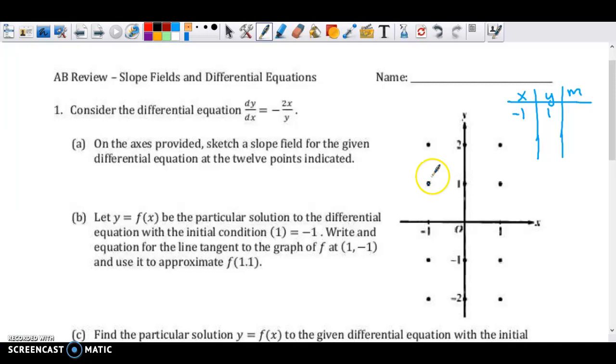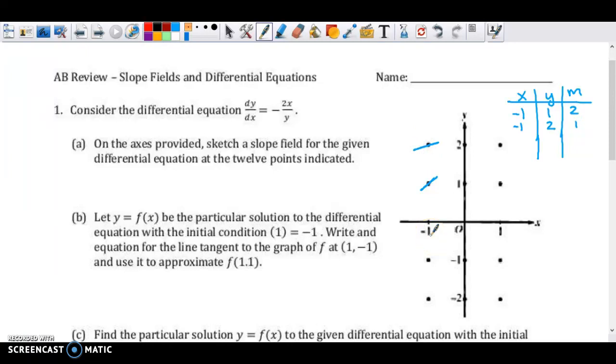If I plug in -1 for x and 1 for y, I'm going to get 2. So my slope is 2. Well, a slope of 2 should be somewhat steep, like that. Okay, so I'm going to do that for the dot above it as well. When x is -1 and y is 2, what's my slope? Again, I'm plugging in -1 for x and 2 for y. I'm going to get a less steep slope because those 2's are going to cancel out. So now I'm getting a slope of 1. It's still going to be positive, but not as steep.